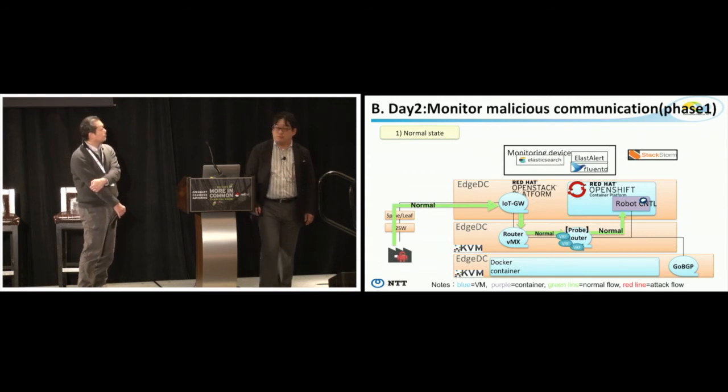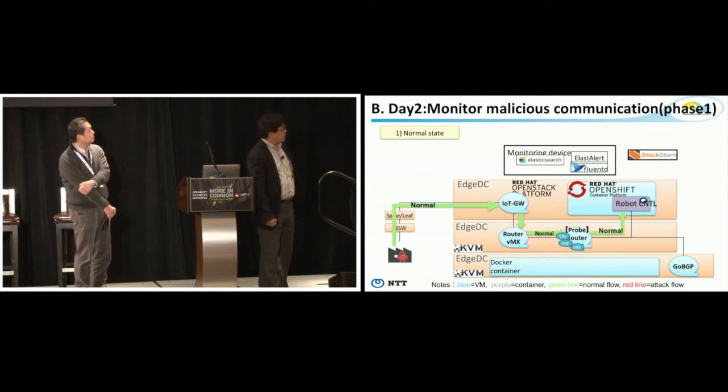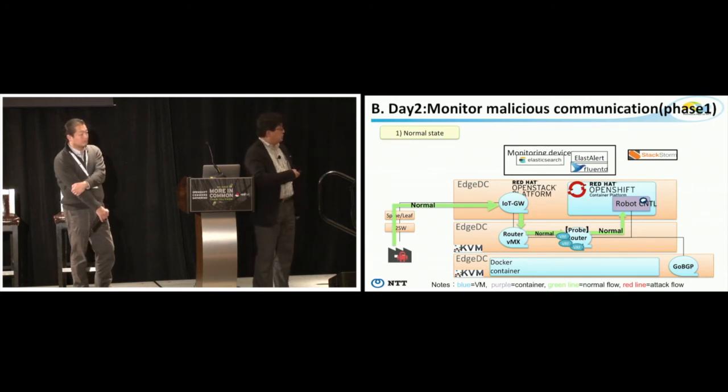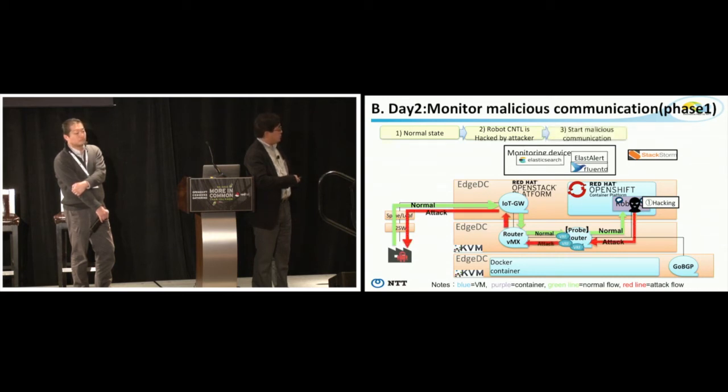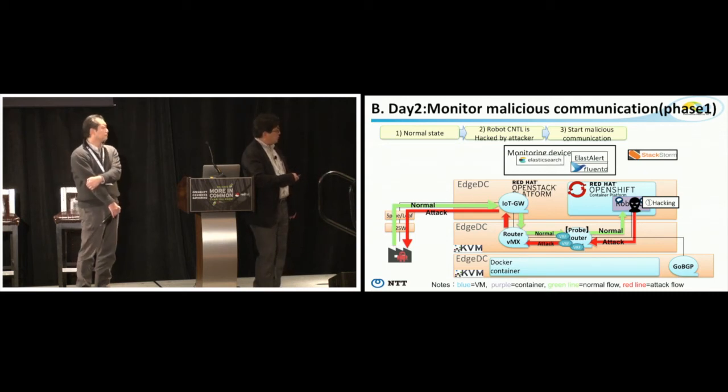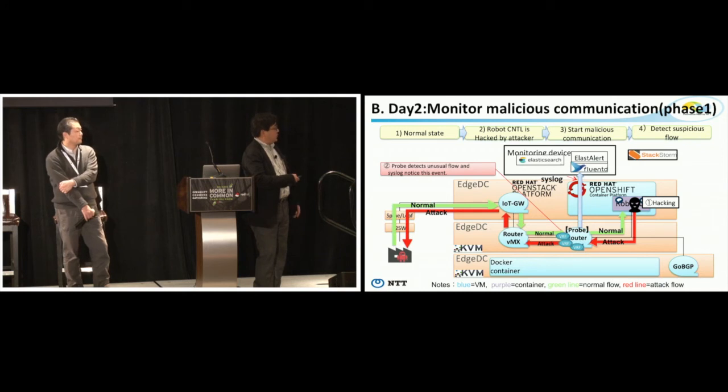We also developed day two scenarios. This is a managed IoT security service. In this scenario, let's see the sequence. Assume the robot controller is hacked by the attacker. Then malicious communication starts. Because we have installed the probe routers with a whitelist-based filter, they notice that malicious communication occurred. So the router sends syslog to Fluentd, and Elastalert detects the suspicious flow.